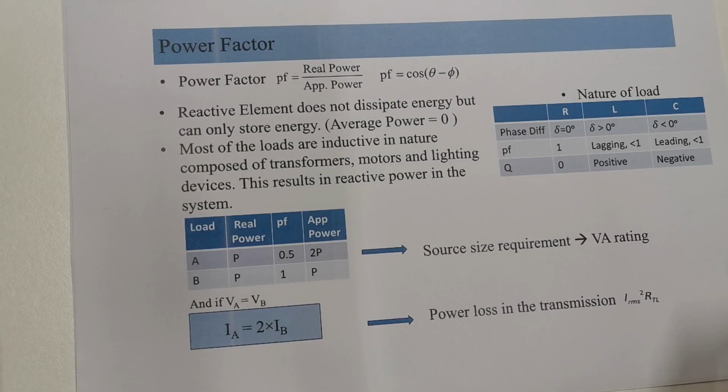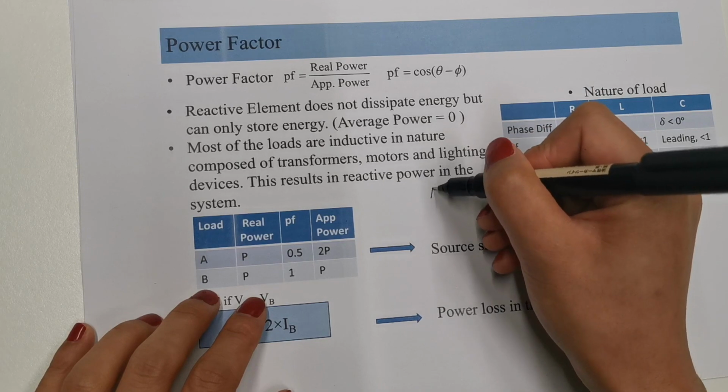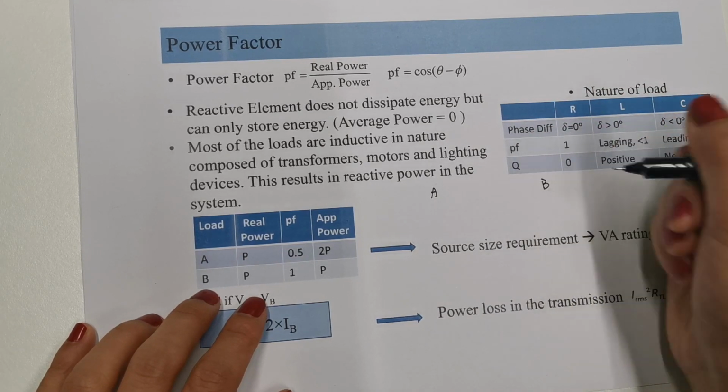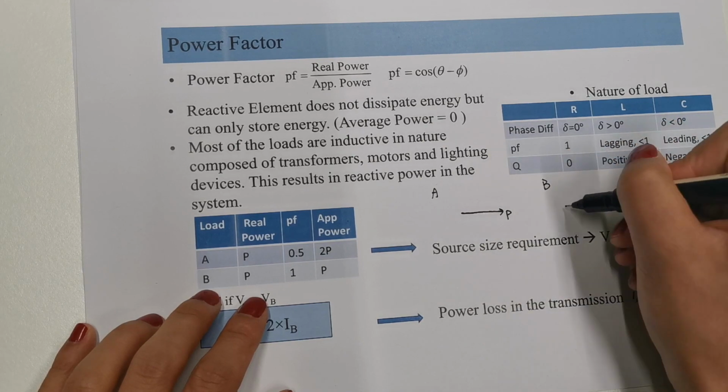As we know, we use transformers in our power grid, so there are a lot of inductive components in our grid. That means we have a lot of reactive power. What's the influence of the reactive power? If we have two systems, system A and system B, and we both have the same amount of power.